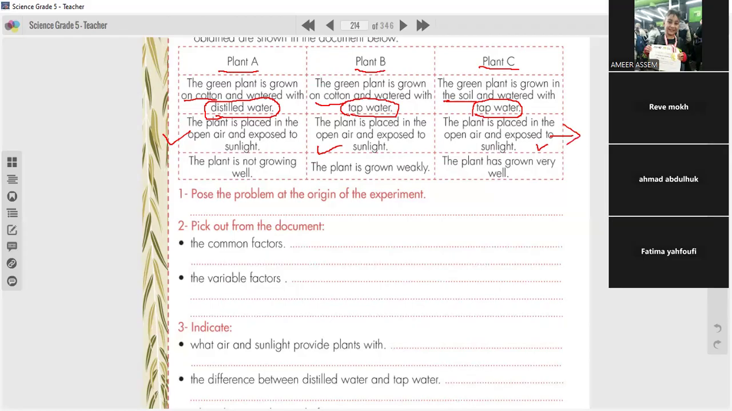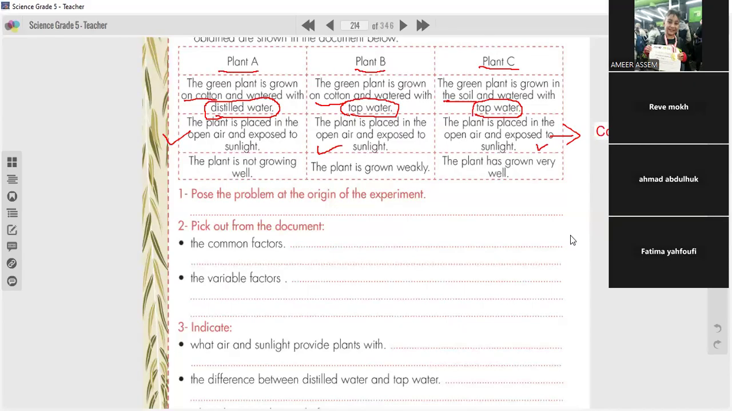Variable factor. Once you are exposing plant A and plant B or plant C to the open air and exposing it to the sunlight, are these common or variable factors? Look, the same sentence: plant A, you put it in the open air and expose it to the sunlight. The same for plant B, the same for plant C. So this is what we call a common factor.